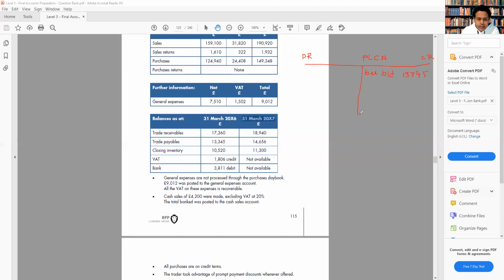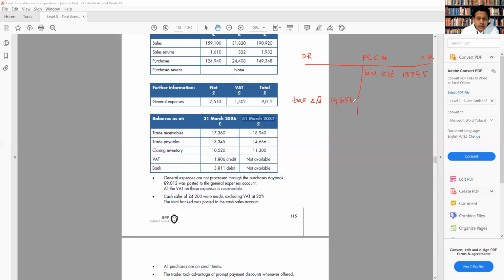So the next point we have is the closing balance. The closing balance we have is 14,656. So this is the balance CD. The question already gave it to us. So that is 14,656.